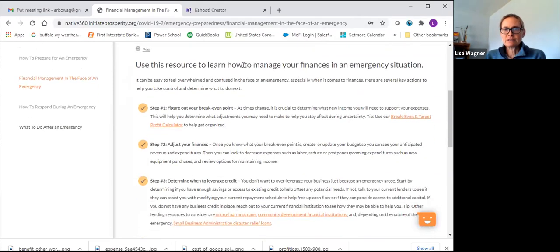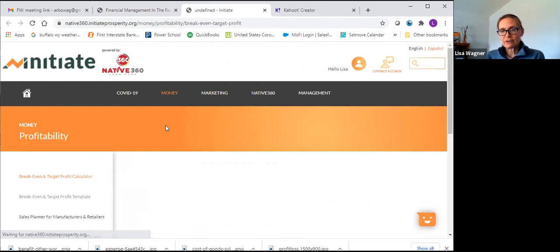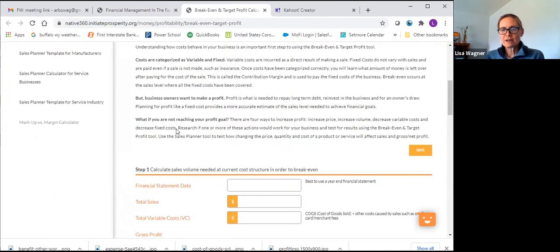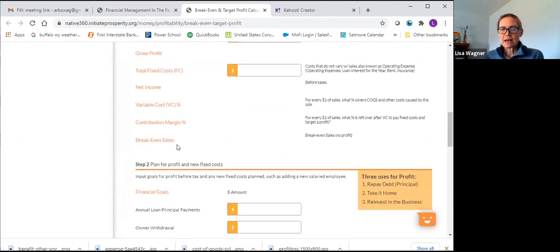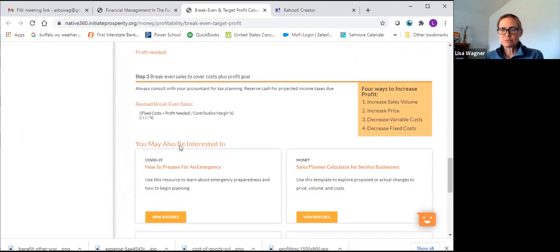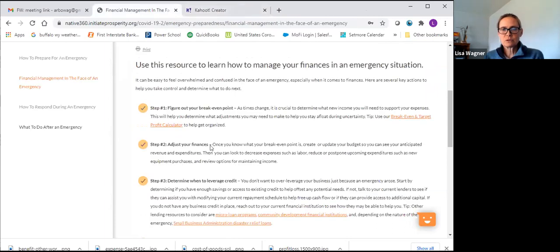And so you can see this gives you some resources. It says, figure out your break-even point. If you click on the break-even right here, you can go to a calculator that's going to show you how to calculate your break-even. It's going to actually do it for you. Once you fill out the profit and loss statement, which we're going to go through today, you can enter this information here, and it's going to give you what your break-even cost is. It's going to give you some really great information. Okay, so it's a great tool.